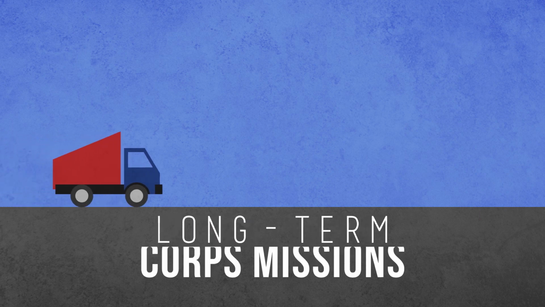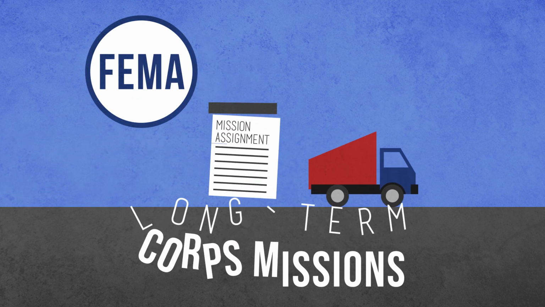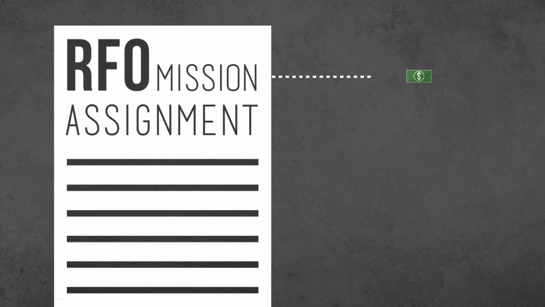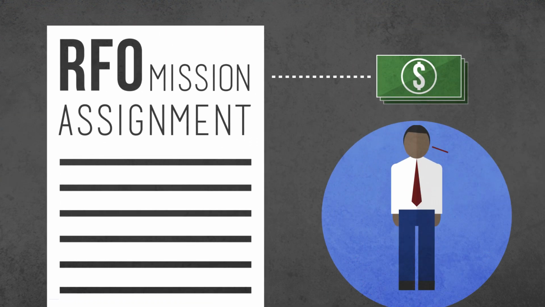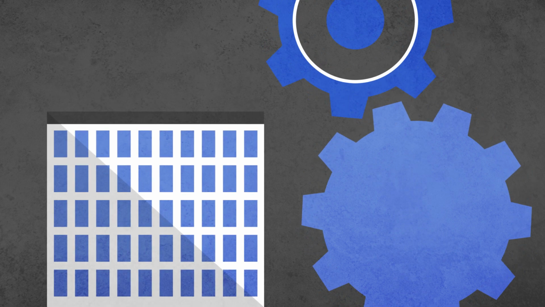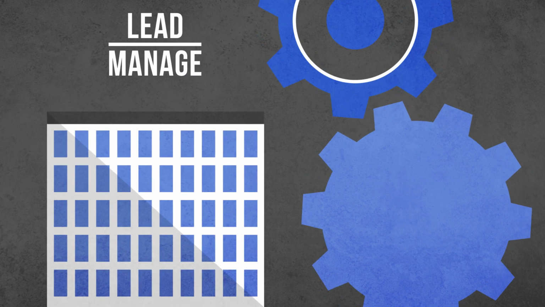For long-term Corps missions, FEMA may issue a mission assignment for a Recovery Field Office, or RFO. The RFO mission assignment provides funds to rent a building. There are no salaries associated with the RFO mission assignment. The function of the supported district's leadership is to lead and manage the missions.